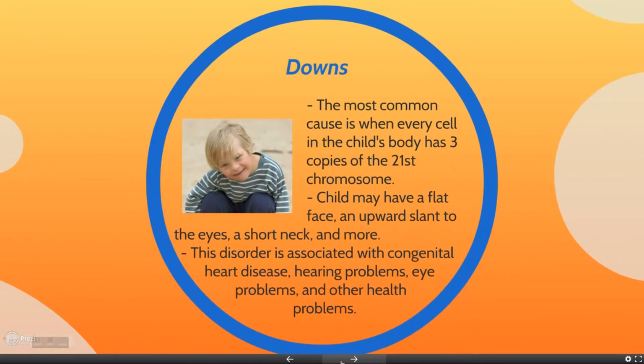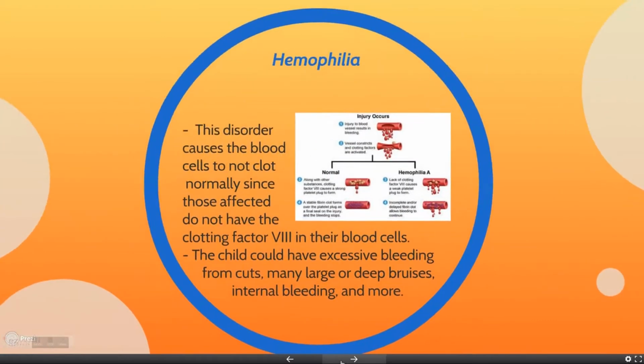The most common way to get Down syndrome is when every cell in a child's body has 3 copies of the 21st chromosome. Instead of having only 2 chromosomes, they will have an extra chromosome added. The child may have a flat face, an upward slant to their eyes, or other defining physical characteristics. This disorder is associated with hearing problems, eye problems, and other health problems.